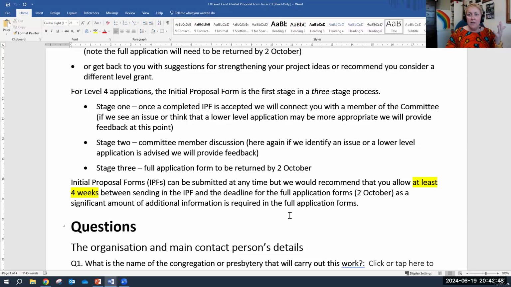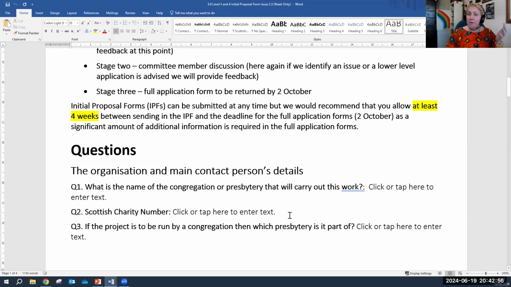As we described, we're really looking at chunky pieces of money now, £40,000 a year. So that is to be expected. But the IPF is quite light because, again, we're just trying to figure out whether or not your project is appropriate at level 3. Or perhaps we might go back to you and say, I think this sounds like a level 2, actually, or whatever.